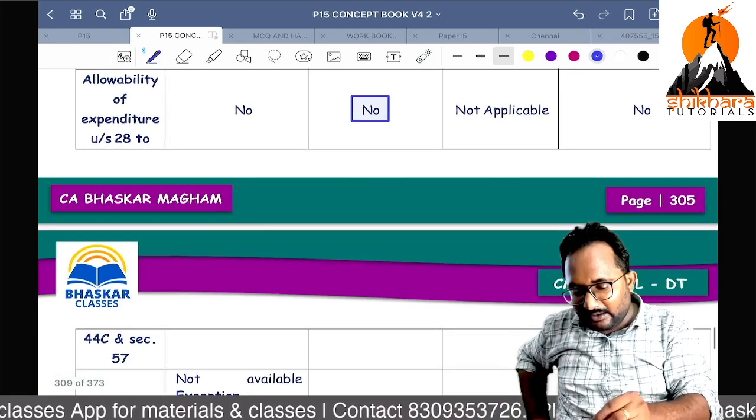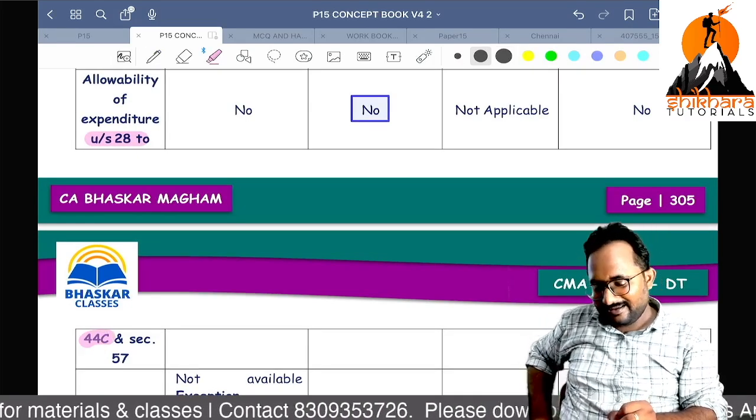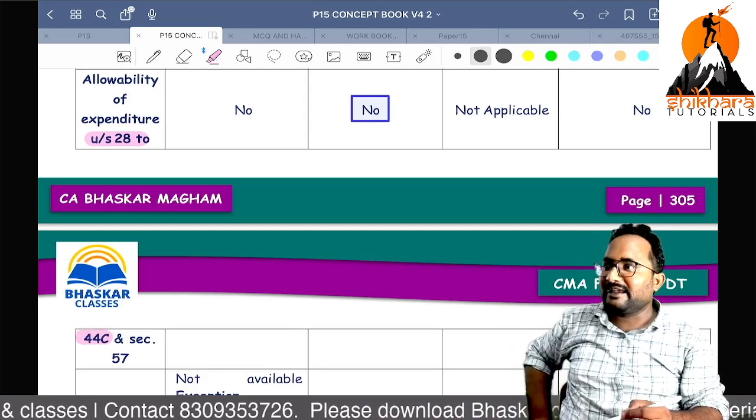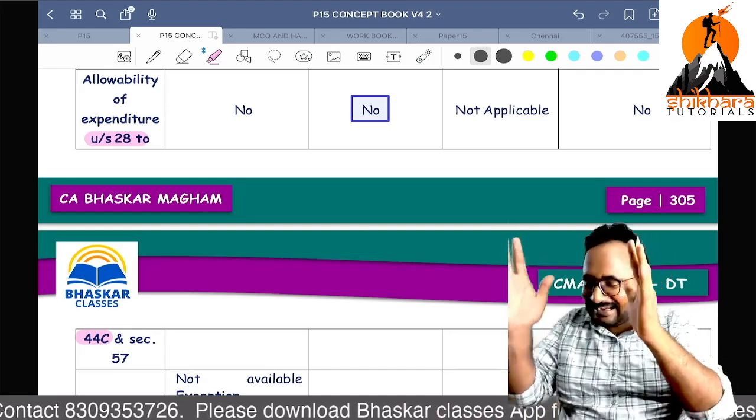Can you tell me which provisions 28 to 44C are? Okay, thank you. I always think about why I am here, but okay, now you are telling the reason. Anyhow, 28 to 44 PCB.